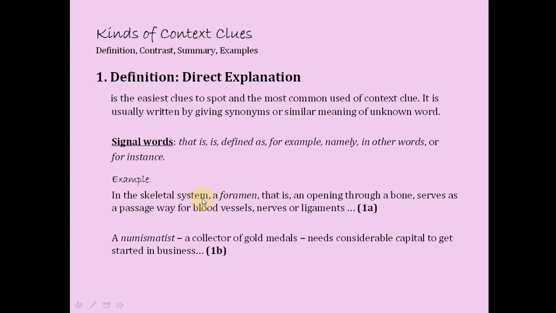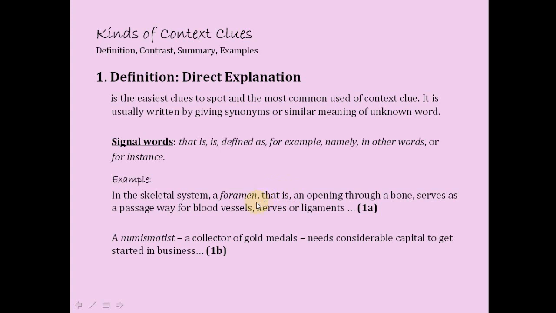In the skeletal system, a foramen is an opening through a bone, serving as a passageway for blood vessels, nerves, and ligaments. Jadi di sini yang di italic adalah foramen. What is foramen? Nah, di sini ada signal wordnya that is. Jadi foramen is an opening through bone. Jadi kita bisa bilang foramen definisinya an opening through bone. Kalau dia menggunakan signal wordnya ada that is.